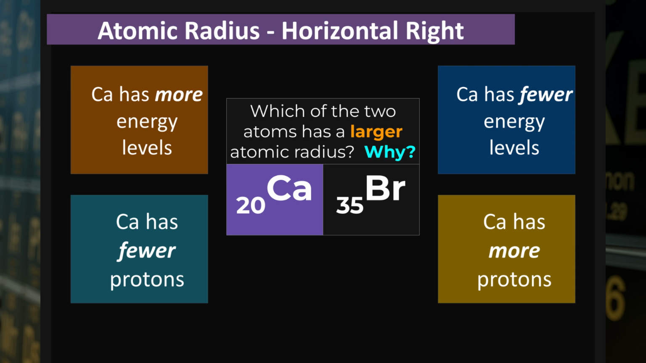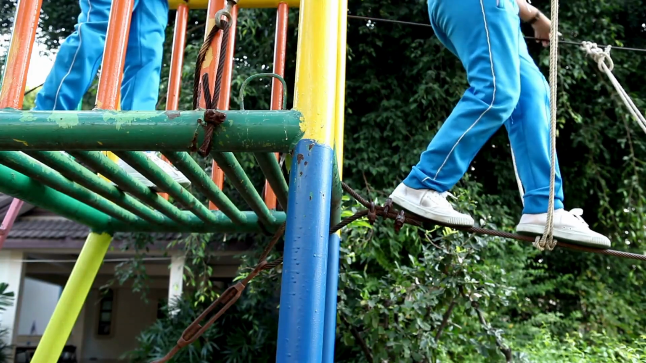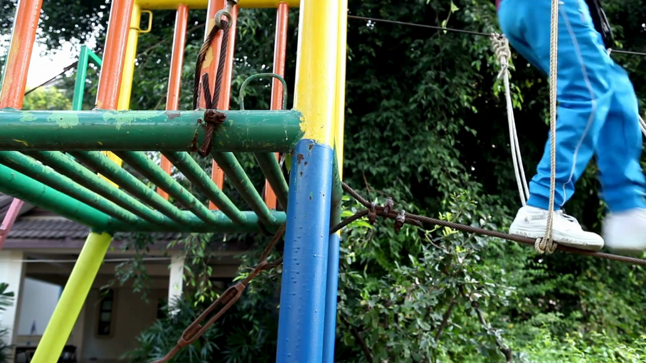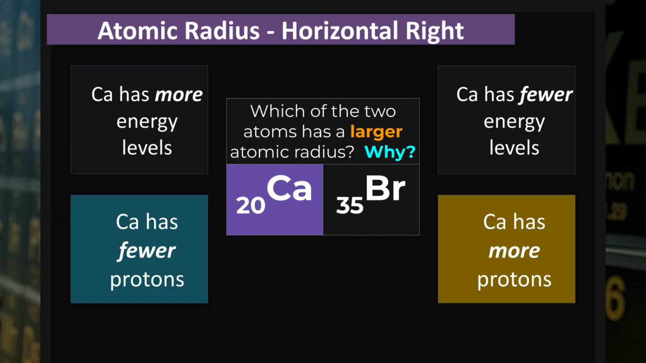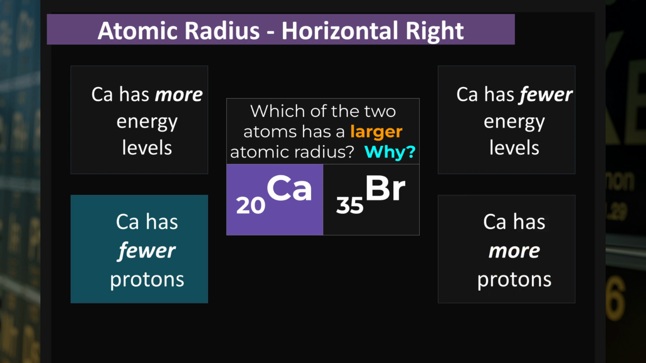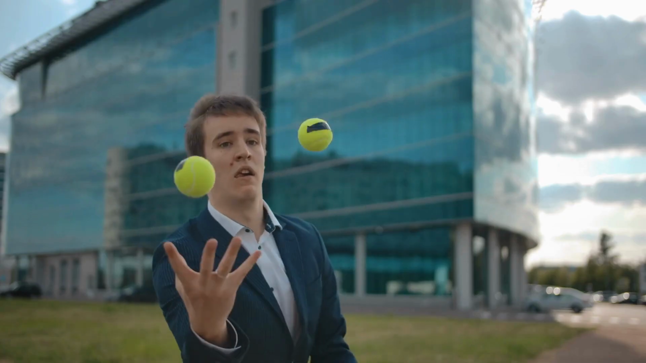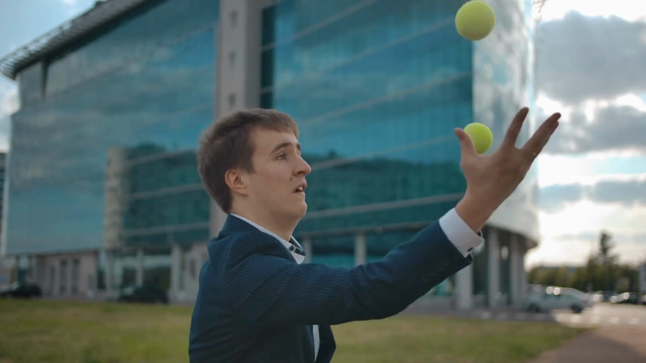Since we're talking about the atomic radius trend as we make a horizontal right on the periodic table, we can't be talking about energy levels. These atoms must be in the same period. We must be working with the protons. Thus, the reason why calcium is larger is because it has fewer protons. It cannot hold on to its electrons as tightly as bromine.